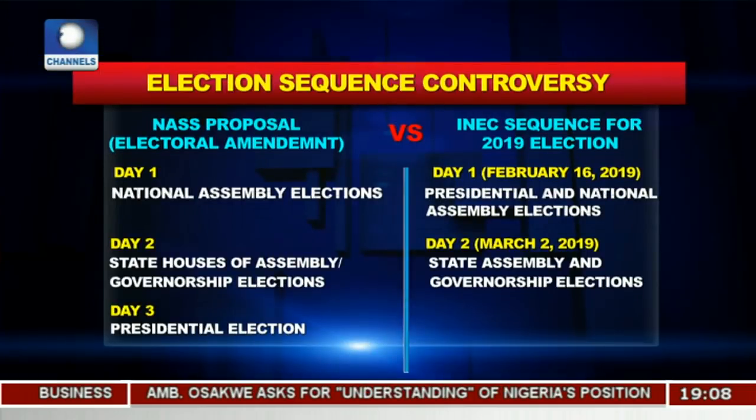The minority leader at the Senate, Senator Godswill Akpabio, raised an objection on what they feel might be an interference in the principles of separation of powers. So then let me show you quickly what the comparison will look like for you. On the right-hand side of your screen is the sequence of election as scheduled by INEC. It will happen perhaps on 2 weekends. And based on the amendment that is being considered by the National Assembly, it may happen on 3 different weekends.